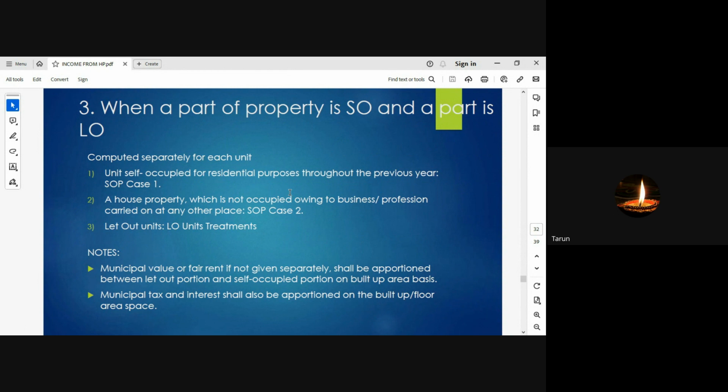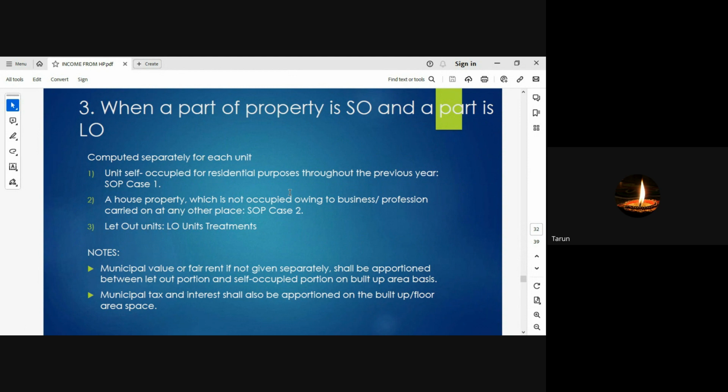Unit self-occupied for residential purposes throughout the previous year, that I already told you. You can see self-occupied property, case 1. House property not occupied by the owner because of business or profession carried out at any other place, that is case 2. For let out units, whatever rules and regulations apply to let out property, you need to follow: gross annual value less deductions gives the net annual value. The rules of the standard deduction and borrowed capital are different, which I've already told you in the earlier slides.